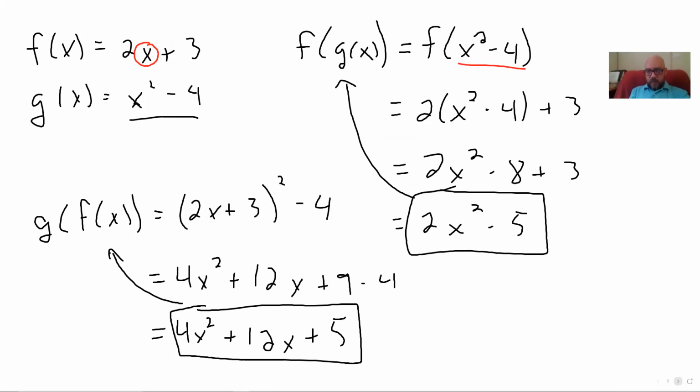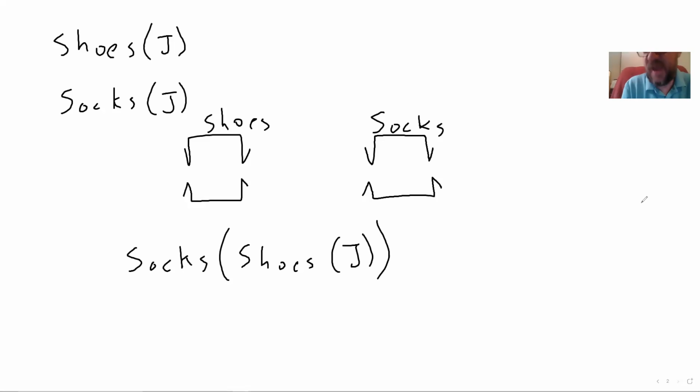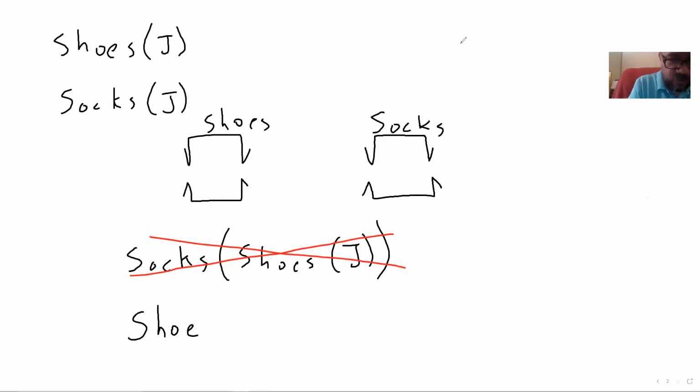So if I am doing socks of shoes, if I'm doing this, of shoes, of j, that's bad. That comes out with socks on top of shoes, right? It puts on the shoes and then it puts on the socks. That's incorrect. What I instead want to do is shoes of socks, right? So this would not be the order I want to do this in. Instead, the order I would prefer is shoes of socks. Or the order I would prefer, in all honesty, is sandals, but that's not part of this.